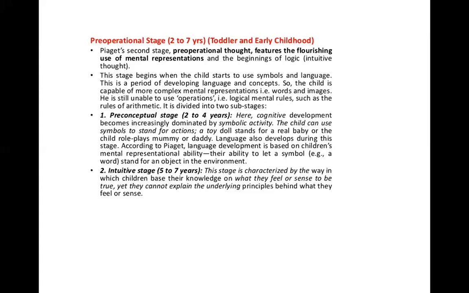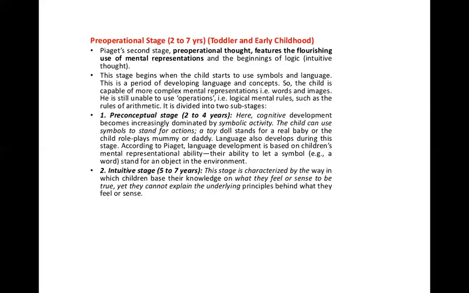Here, during this stage, symbolic activity will dominate the children. Symbolic activity means, okay, according to children, they can become mummy and daddy, and they will try to imitate as the mother speaks, as the father speaks. And of course, they can make their toys sleep, and of course they think that they are the real ones. So in this stage the child does a lot of symbolic activities, and language also starts to develop in children during this phase.